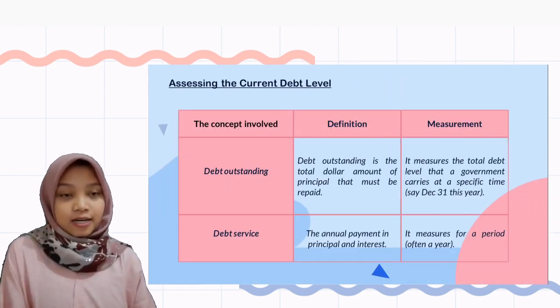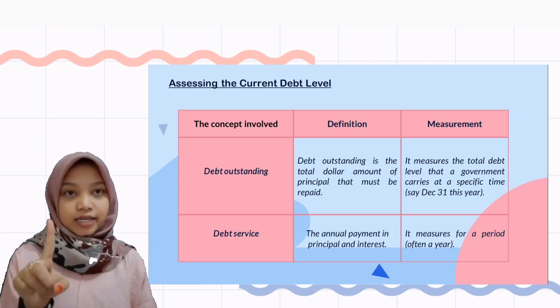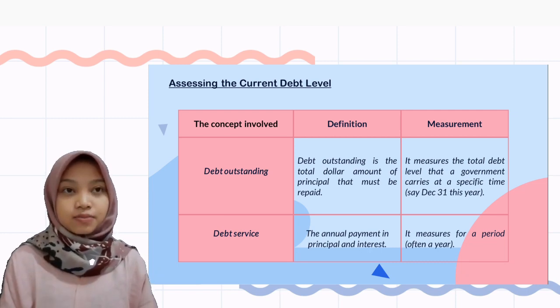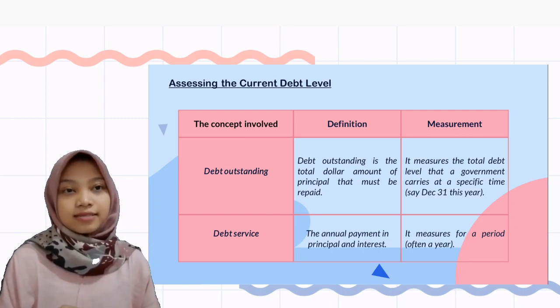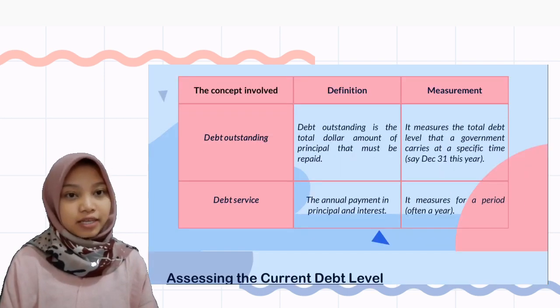In assessing the current debt level, there are two concepts involved. First, debt outstanding. Debt outstanding is the total dollar amount of principal that must be repaid, and it measures the total debt level that a government carries at a specific time. And the second one is debt service. It's the annual payment in principal and interest, and it measures for a period, often a year.